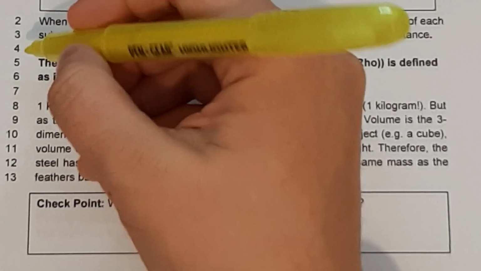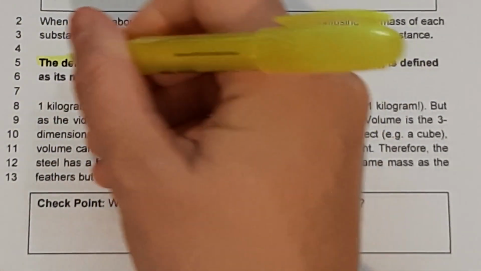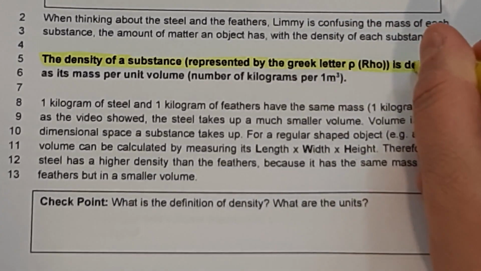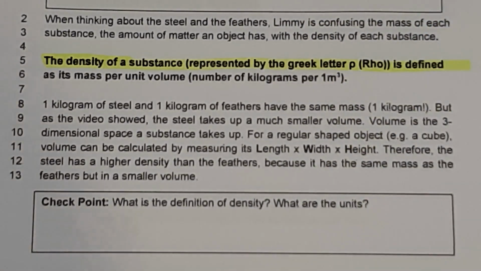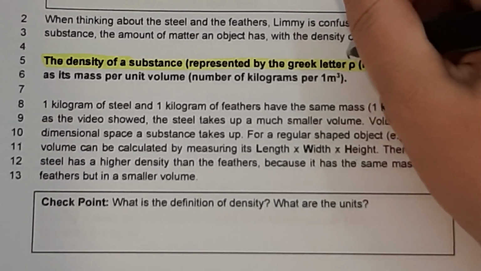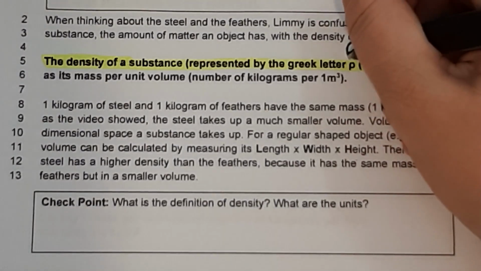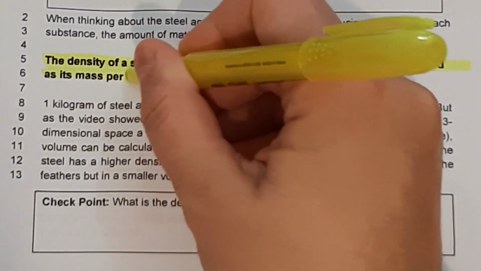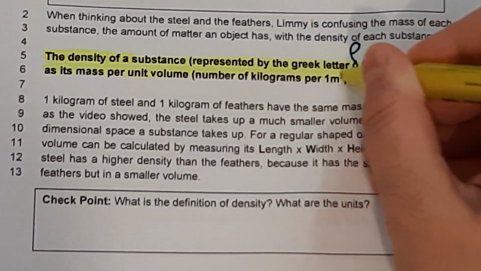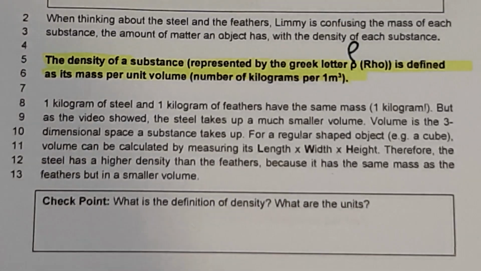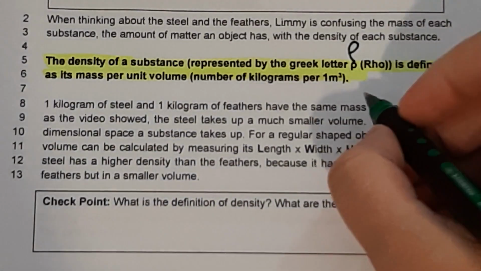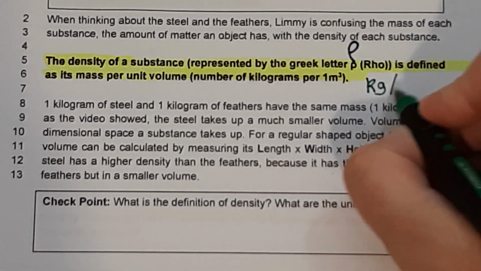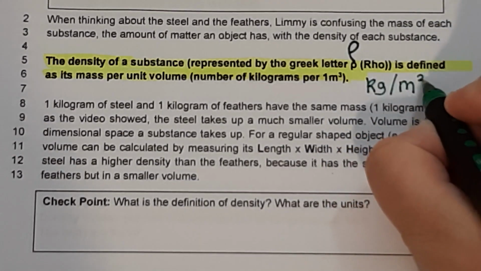I'm going to highlight this key sentence here. This is a definition. The density of a substance, which is represented by the Greek letter rho, sometimes shown as this symbol, like a curvy P, is defined as its mass per unit volume. That's the number of kilograms per 1 meter cubed. And so the units for density are kilograms per meters cubed.